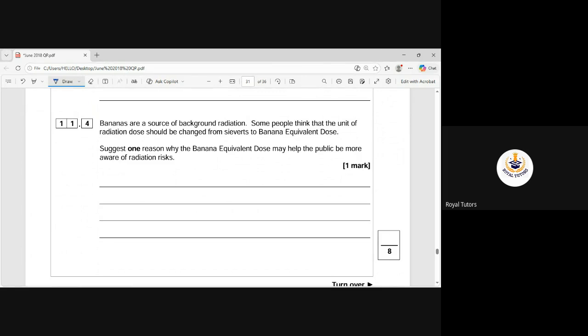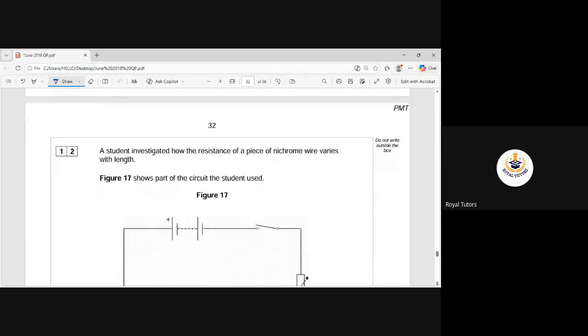Then the next one says bananas are a source of background radiation, and some people think that the unit of radiation dose should be changed from sievert to banana equivalent dose, the BED. They ask for one reason why the banana equivalent dose may help the public be more aware of the radiation risk. It is because people are able to compare radiation dose or hazard to the dose from eating a banana, because they can relate to what they consume. So they can relate to it much better.